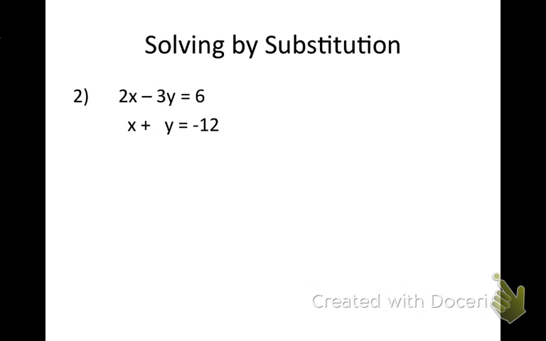Let's try number 2 here. I have 2x minus 3y equals 6 and x plus y equals negative 12. Now when I'm looking at solving for a variable, first step says to solve for a variable. Which equation would be a lot easier, the top one or the bottom one? What do you think, Sage? The top or the bottom equation?